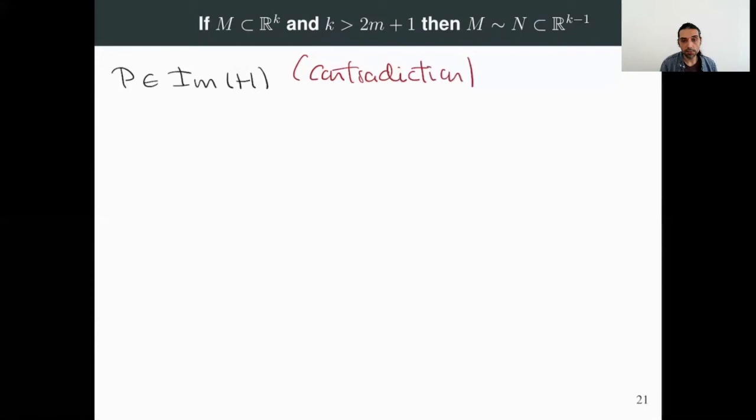Now, completing the proof of the Whitney embedding theorem is not difficult because we have an embedding f from M to R^k. Of course, if k is less than 2m plus 1, it is very easy to build an embedding into R^(2m+1). So we can suppose that k is greater than 2m plus 1. And we can actually consider a projection into R^(k-1) if k is greater than 2m plus 1 such that the composition is still an embedding.